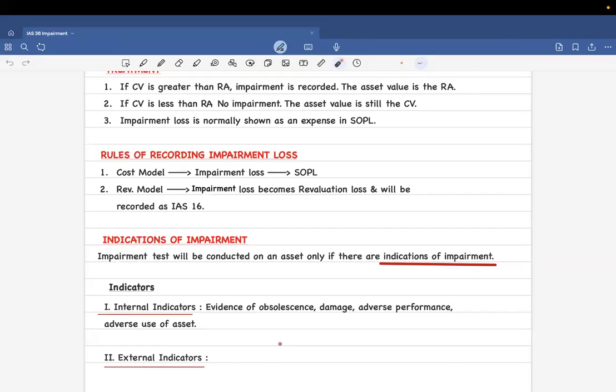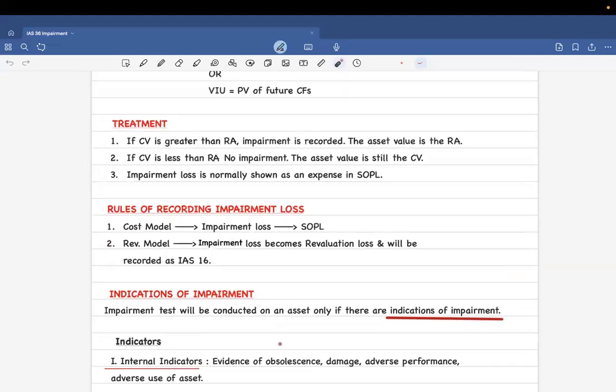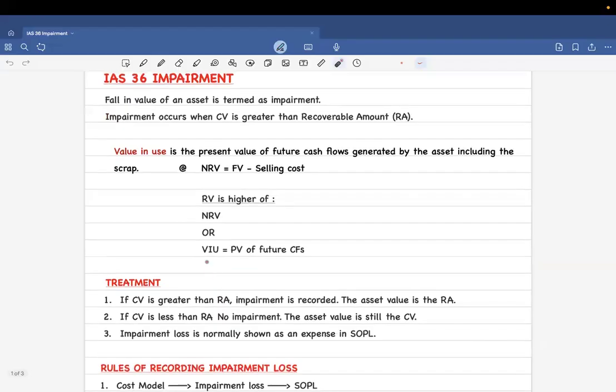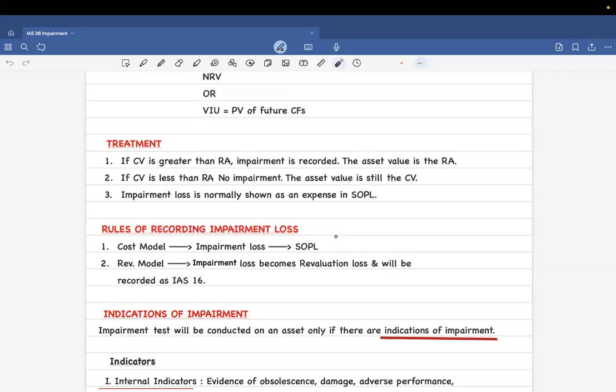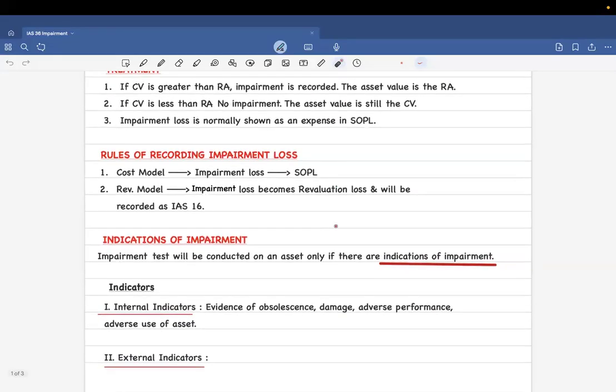So in that case, the recoverable amount of the asset is going to go down. If there is an obsolescence signal, if there is more damage than we expected, or if there is adverse performance, everything would affect the cash flows generated from the asset, right? If the cash flows are affected, then the value in use would be affected. So we have to compare the value in use and NRV, take the higher of the two, and change the value of the asset. So that is called internal indicators.